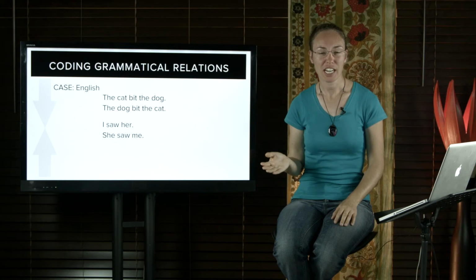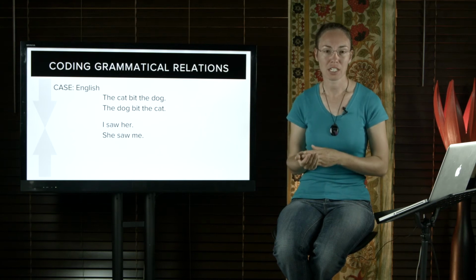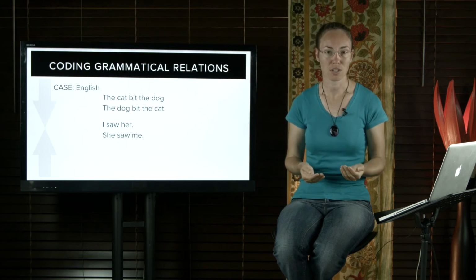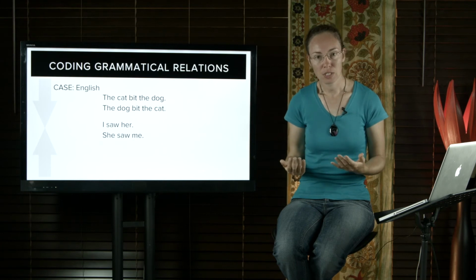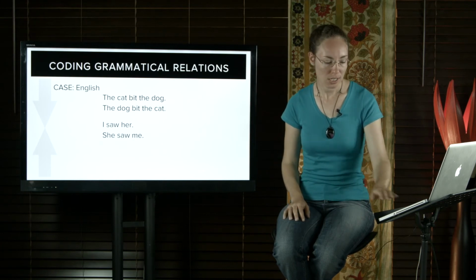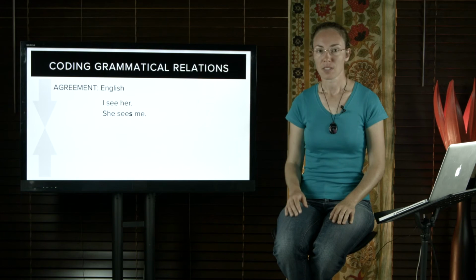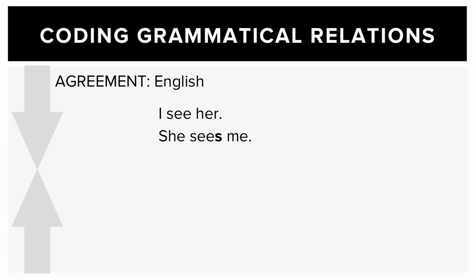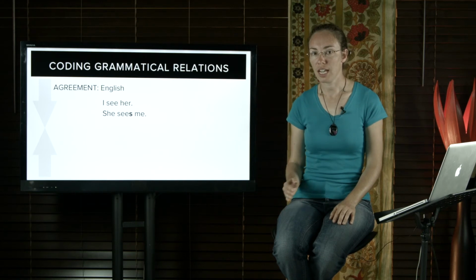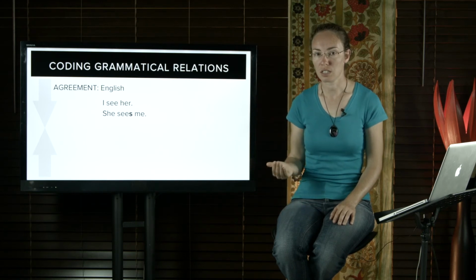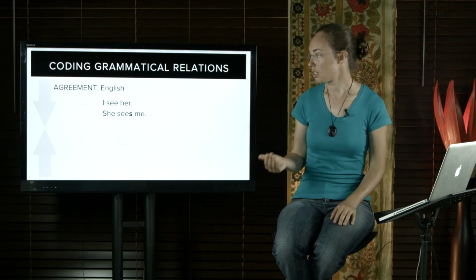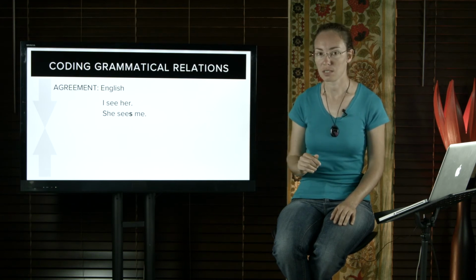Agreement involves attaching something to the verb to tell us which argument is the subject and which one is the object. In English, we don't have much verb agreement, only the suffix s. So we would say, I see her, but she sees me. The suffix s tells us that the subject is third person singular, so he, she, or it. The suffix agrees with the subject.